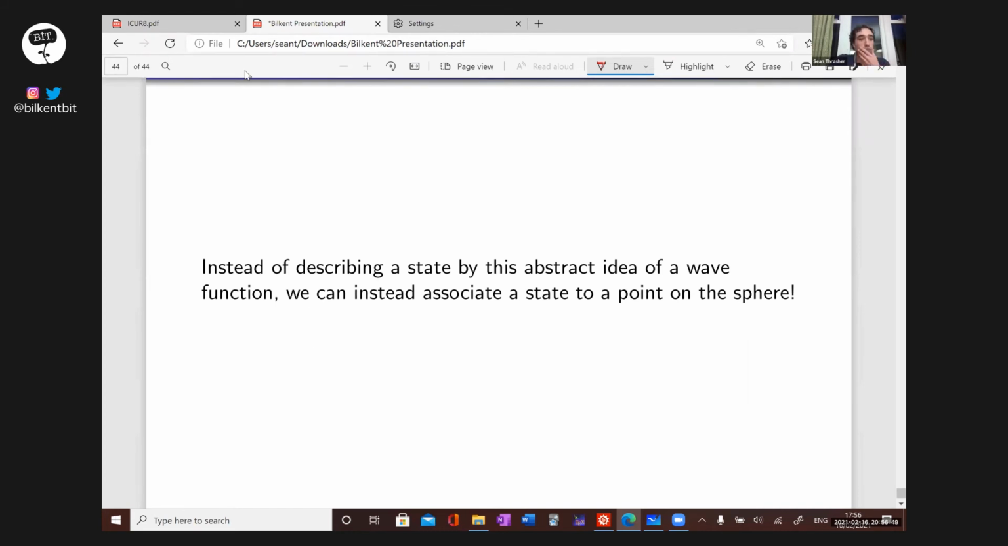All right. I want to briefly talk about where we took this project. This idea of a wave function is very abstract. Instead of thinking in terms of a wave function, you can actually just associate a state to a point on a sphere. If you're wondering, this is in fact called a Bloch sphere. I'll just mention that in passing.